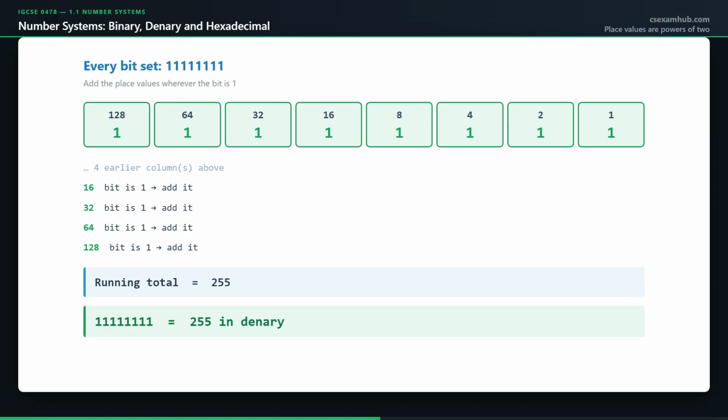I want you to notice two things. First, the largest place value in a byte is 128, not 256. Second, if every single bit is set to 1, the total is 255, not 256. That off by 1 trips up an enormous number of candidates. The reason is that you are counting from 0, so 8 bits gives you 256 different values, and those values run from 0 to 255. Worth writing that distinction down: 256 possible values, maximum value 255.